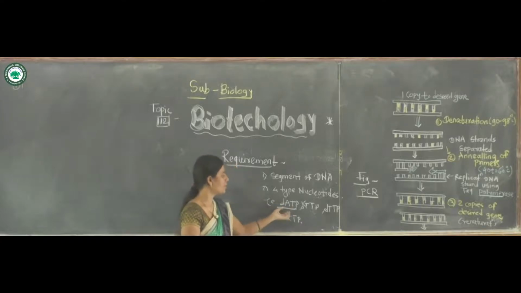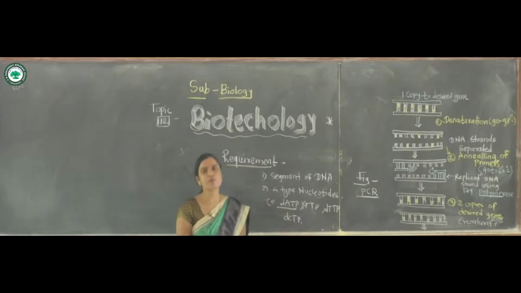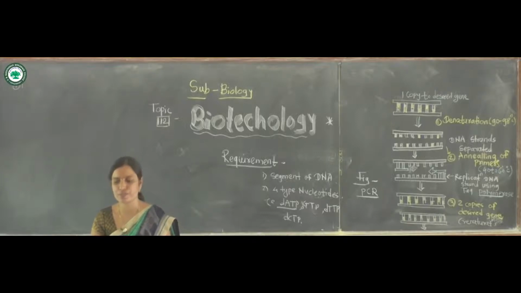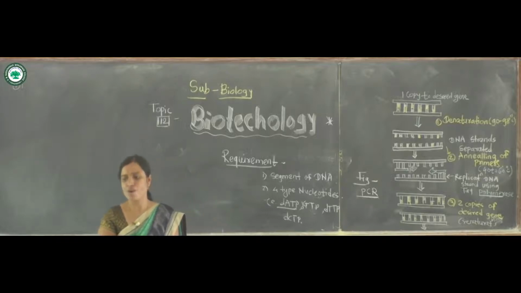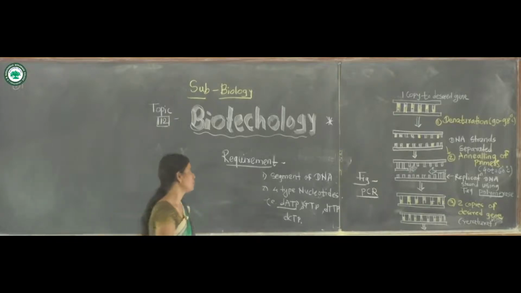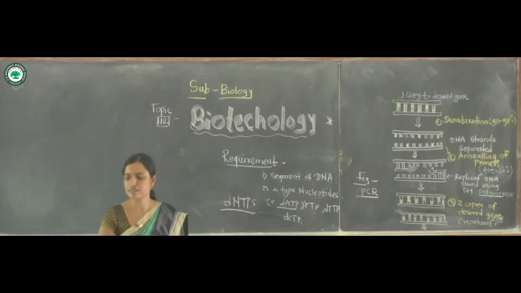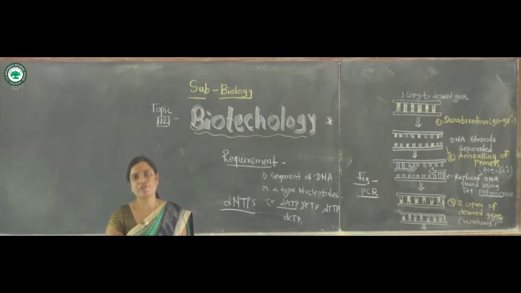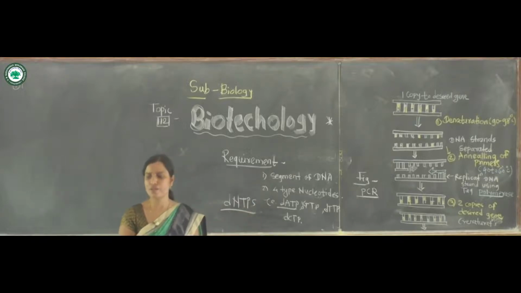Deoxyadenosine triphosphate, guanosine triphosphate, thymine triphosphate and cytosine triphosphate. These 4 types of nucleotides are also required for this process, and collectively all these nucleotides are called dNTPs. dNTPs means deoxyribonucleoside triphosphate molecules. These triphosphate molecules are also required for this process.